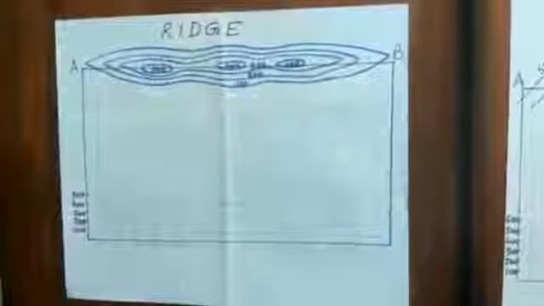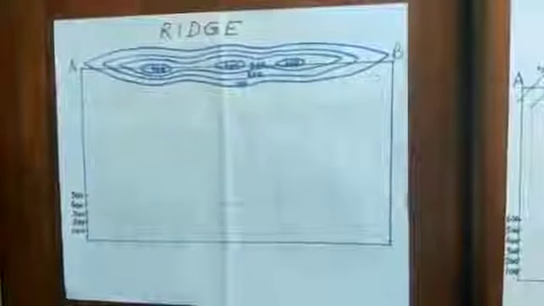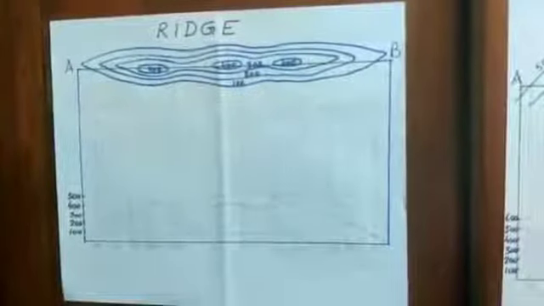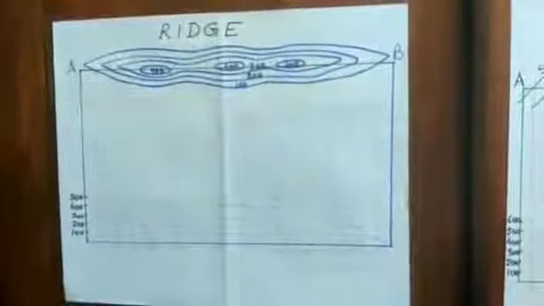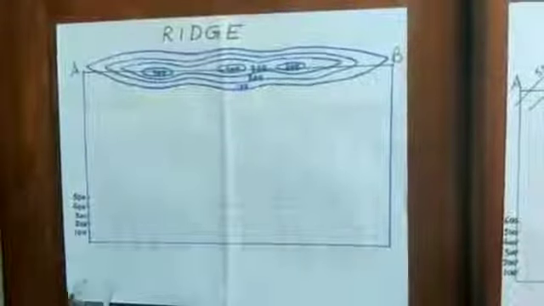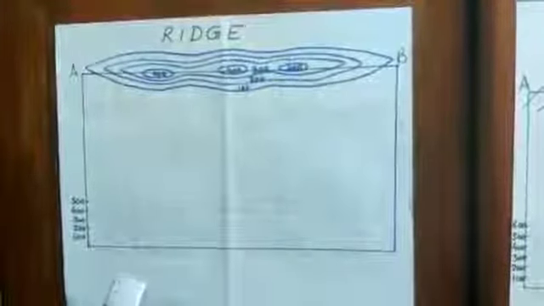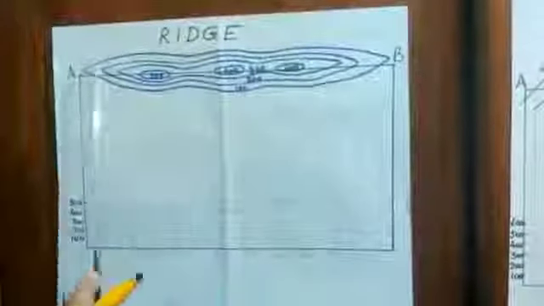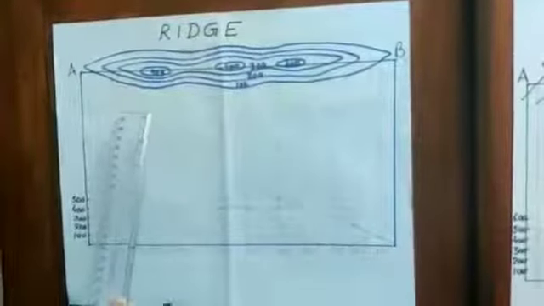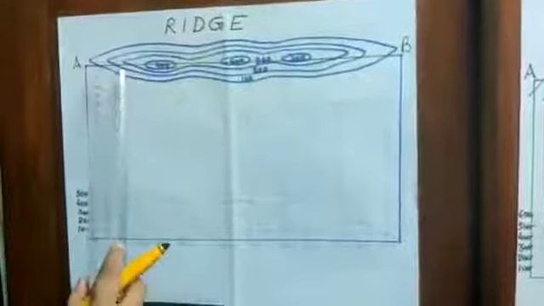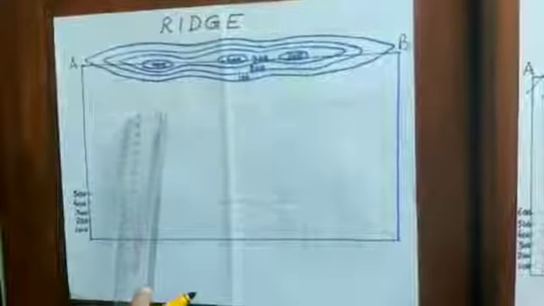Good morning, boys. Today I am going to teach you the cross section of a set of certain contours. I am going to start with ridge. You have the ridge contours in your textbook, but actually a ridge looks somewhat like this. A ridge is a low hill which is long and not very high.